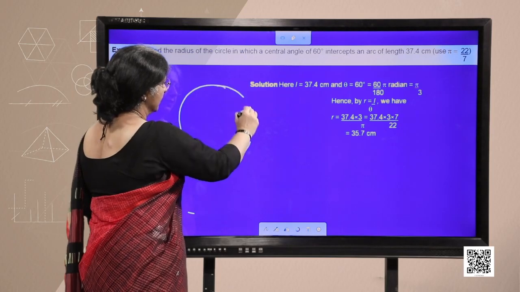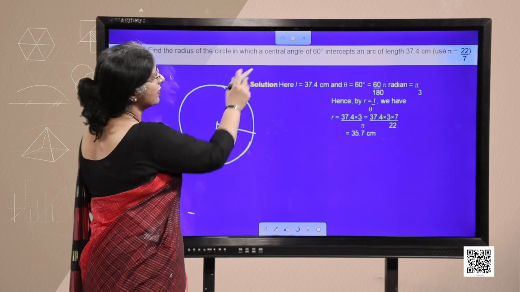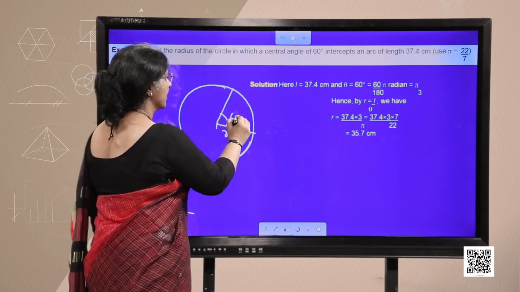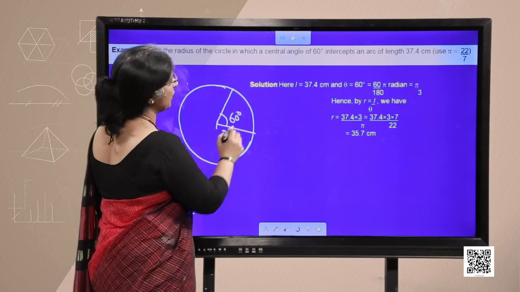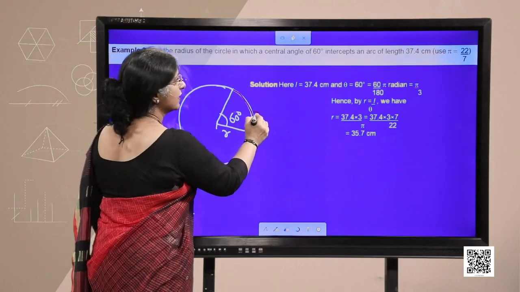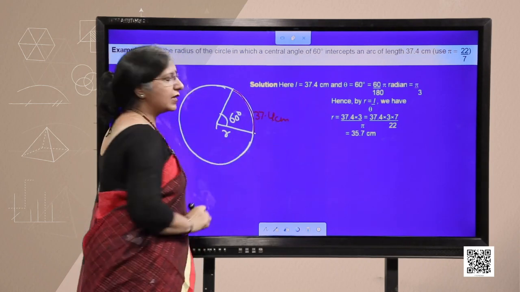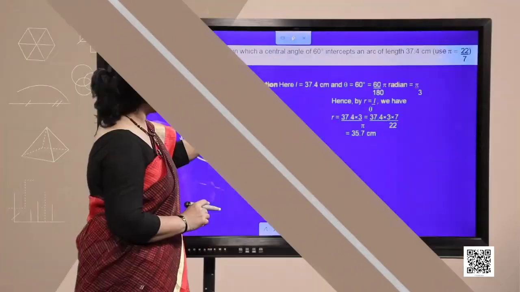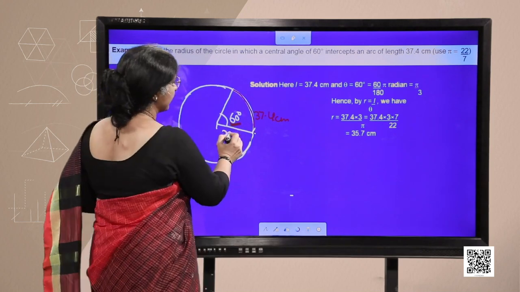Here we need to find the radius of a circle where the central angle is 60 degrees, which is given, and which intercepts an arc of length 37.4 centimeters. This arc is 37.4 centimeters. This is given. Now, you will simply say it is very simple because the arc length is 37.4. Now, we need to find the radius.